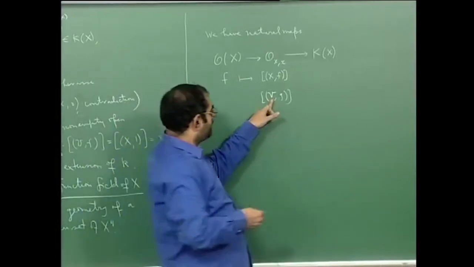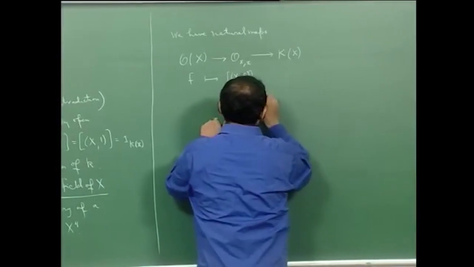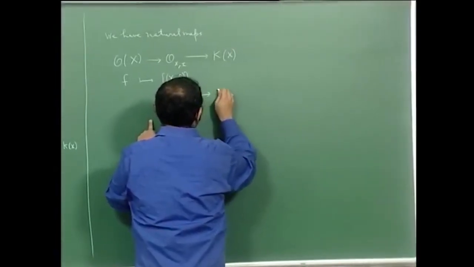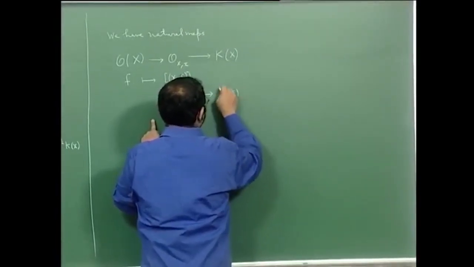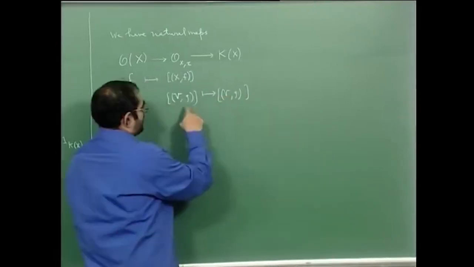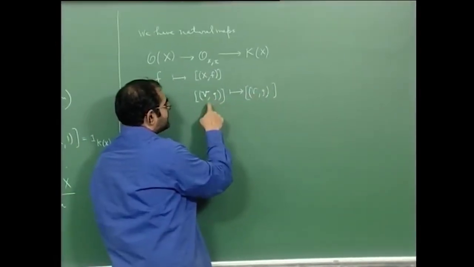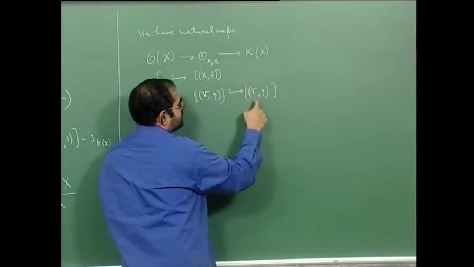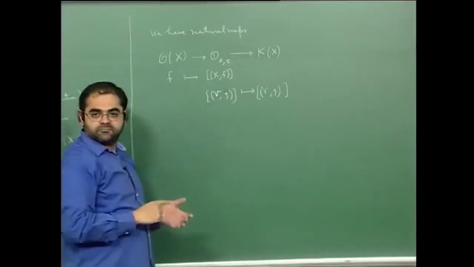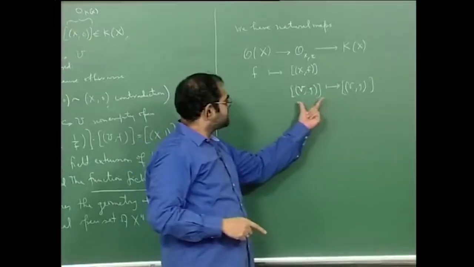Now, anything here, I can further send to the same thing here. Mind you, I'm using the same notation, but the point is this equivalence is the equivalence in the local ring, and this is the equivalence in the function field. So I'm using the same square bracket.